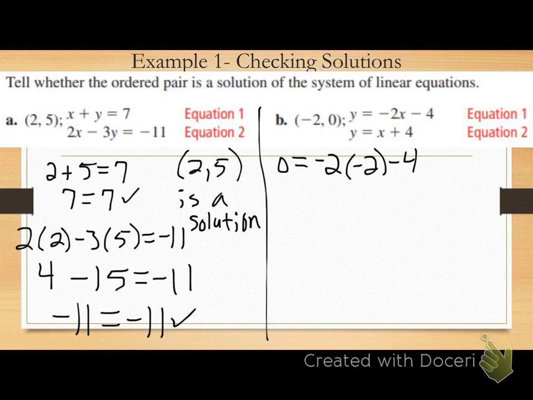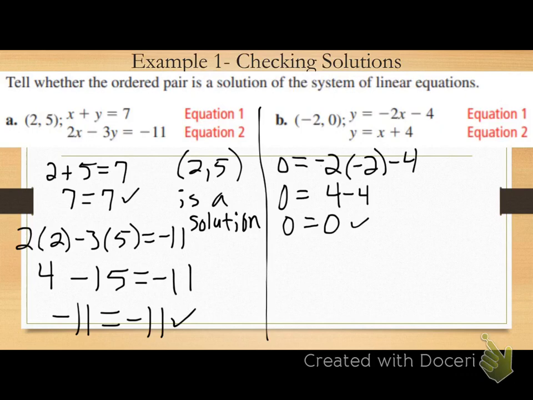Okay, left side's already worked out for me. What would negative 2 times negative 2 give me? Positive 4. And then 4 minus 4? 0. So is this ordered pair a solution to my first equation? Yeah, it gave me a true statement, right? 0 does equal 0. Everyone agree with that?